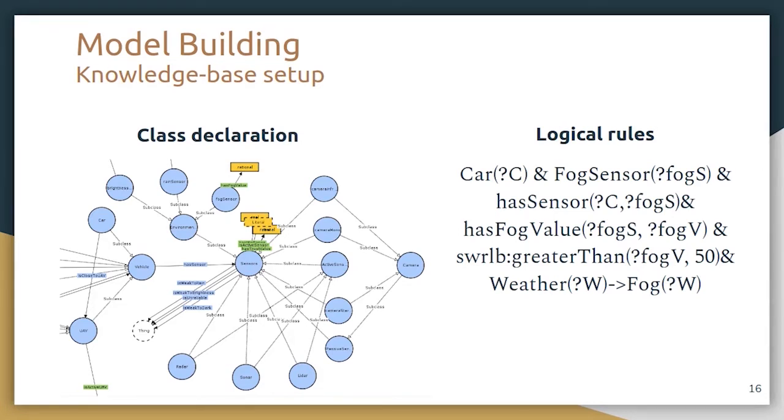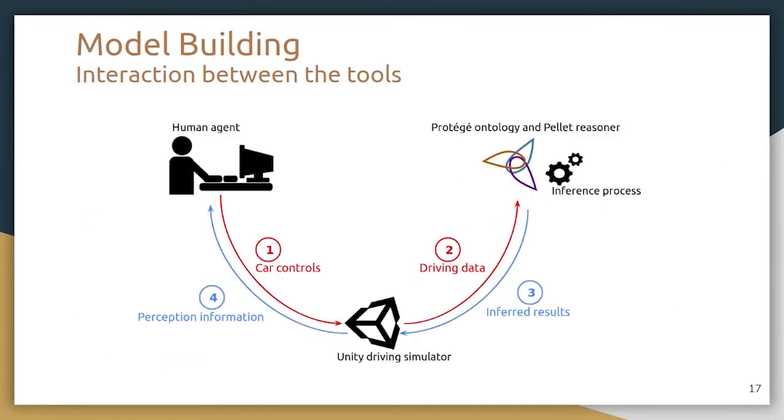In order to test our concept, we developed a simulator in the Unity software. This is how the test worked. We had a human agent controlling a car, and the data virtually generated by the simulator were stored in the ontology, in the knowledge base, and were inferred thanks to the logical rules and to the reasoner. And the result of this inference and this intelligence was sent back to the simulator, and if there was some necessary information available to the human user, it was displayed on the screen.